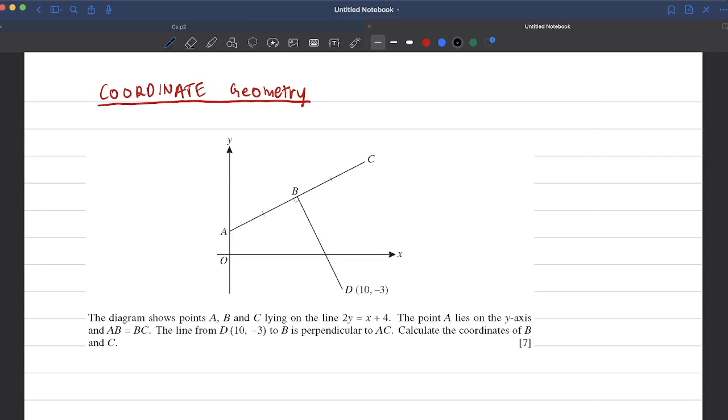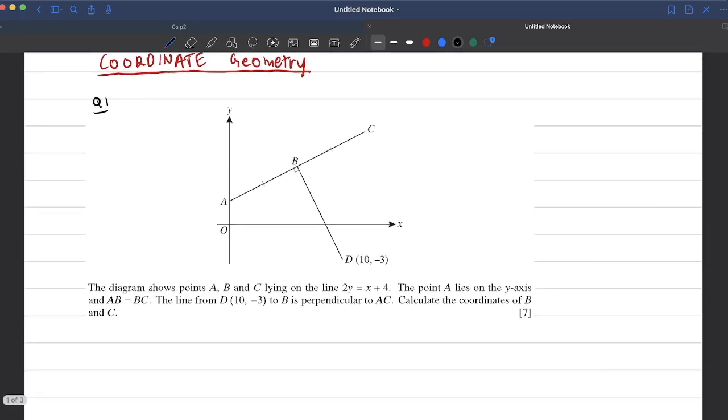Okay, so let's begin. It's telling us the first question. So this is question 1, and question 1 is telling us the diagram shows points A, B, and C. So we have points A, B, C, and they all are lying on a certain line, and this line has an equation of 2y equals x plus 4. So that will be important later. The point A lies on the y-axis. If it lies on the y-axis, what does that mean? That the y-intercept lies on A. So if I find the y-intercept of this equation, it will be 2, right? So the coordinates of A I already know are going to be (0, 2).